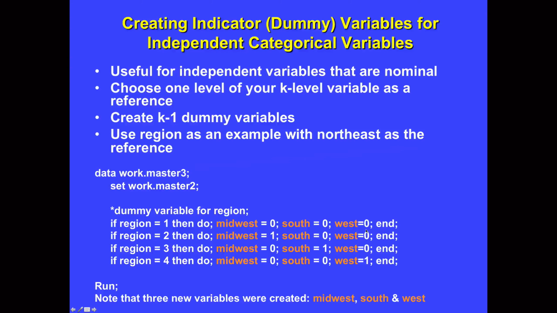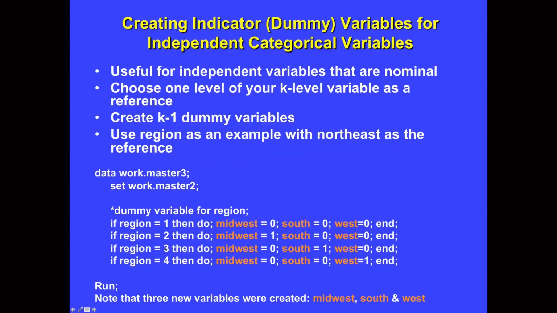So they should all take on values of 0, and that simply means that no, this observation is not in the Midwest, not in the South, not in the West. Okay? So you'll have 3 new variables at the end of all of this, Midwest, South, and West, and for all observations where region equals 1, those variables are going to take on a value of 0. And you can then end that do group with an end statement and a semicolon.